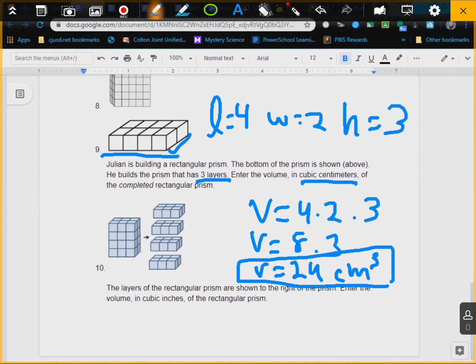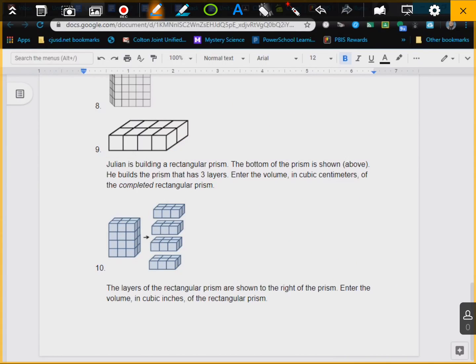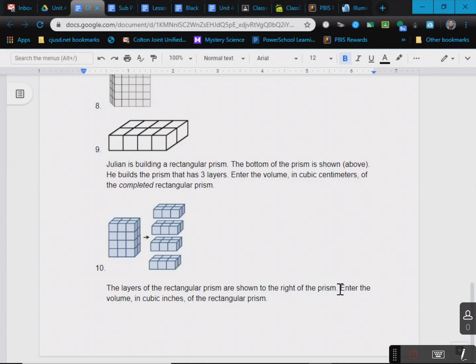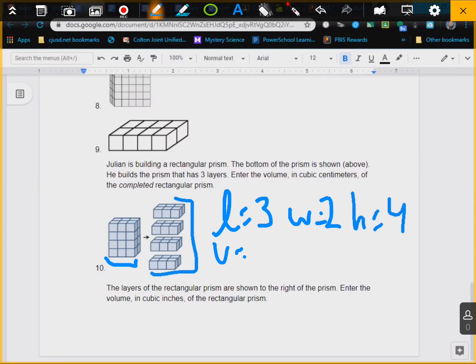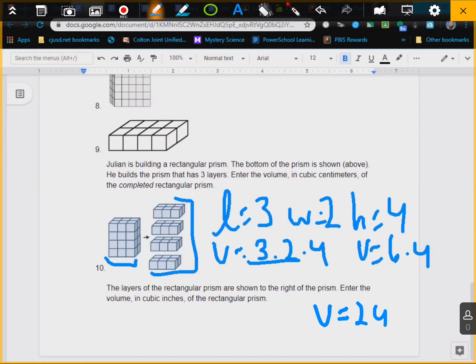Okay? Number 10 says the layers of the rectangular prism are shown. Enter the volume. So I know that there's 4 layers. Okay? So my height is 4. The length is going to be 3. And the width is 2. So my volume is 3 times 2 times 4. Well, I know 3 times 2 is 6. So I know the volume is 6 times 4, which means that my volume is 24, and it says cubic inches, so it's inches cubed.